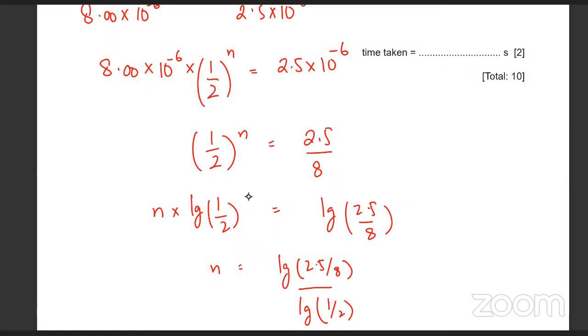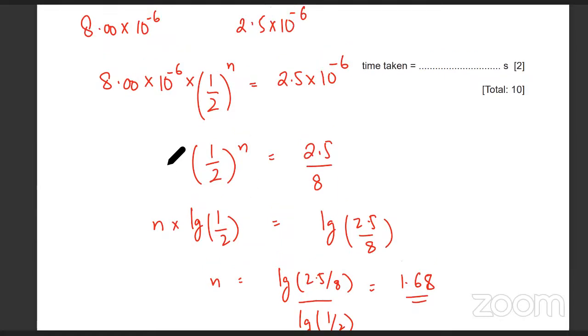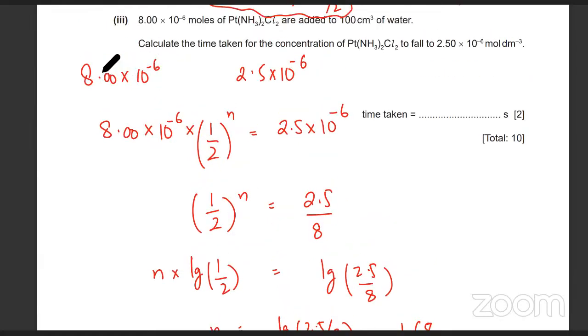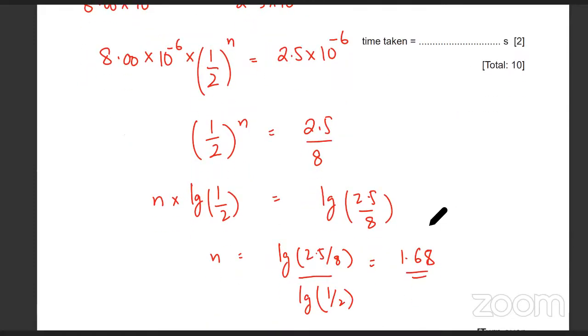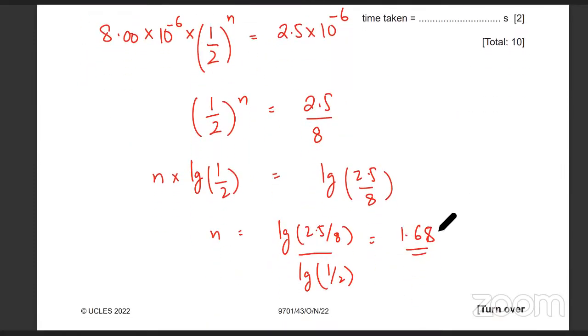1.678. So you're getting 1.68 as the answer. So it's not exactly 2 half-lives, right? Because after the first half-life, it's going to drop to 4, and after the second half-life, it's going to drop to 2. We want 2.5 times 10 power minus 6. So it's not exactly 2 half-lives, it's actually 1.68 half-lives. Is that clear?